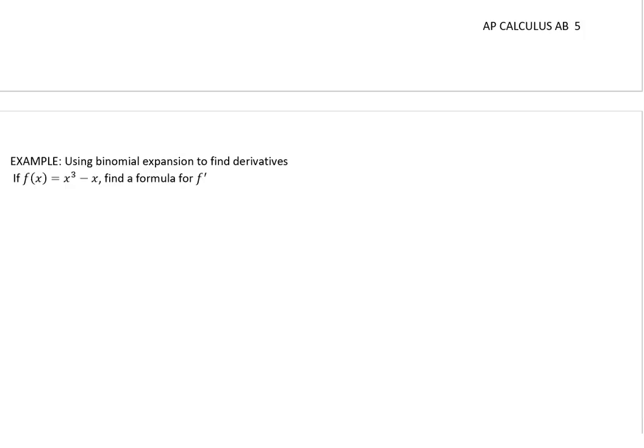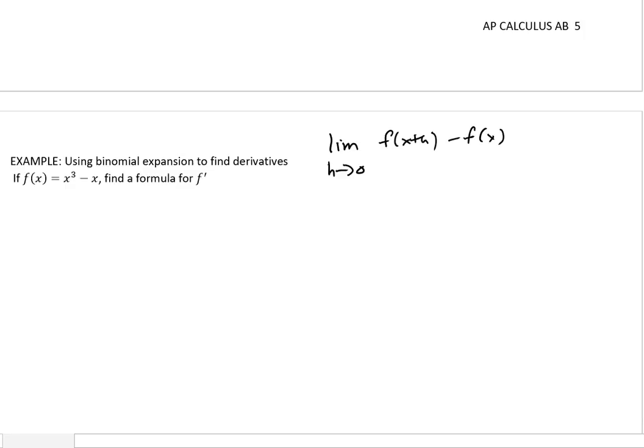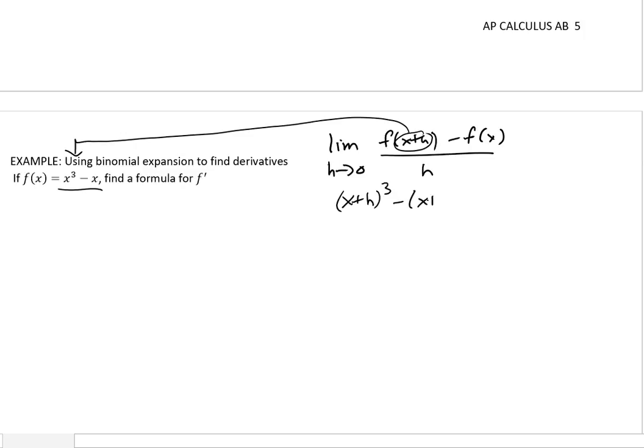So we know we're going to use the limit as h approaches 0 of f of x plus h minus f of x all over h. So we're going to take the x plus h and plug it in there, and the f of x just is that function. This is f of x. So we're going to plug in x plus h in here. That would be x plus h cubed minus x plus h.